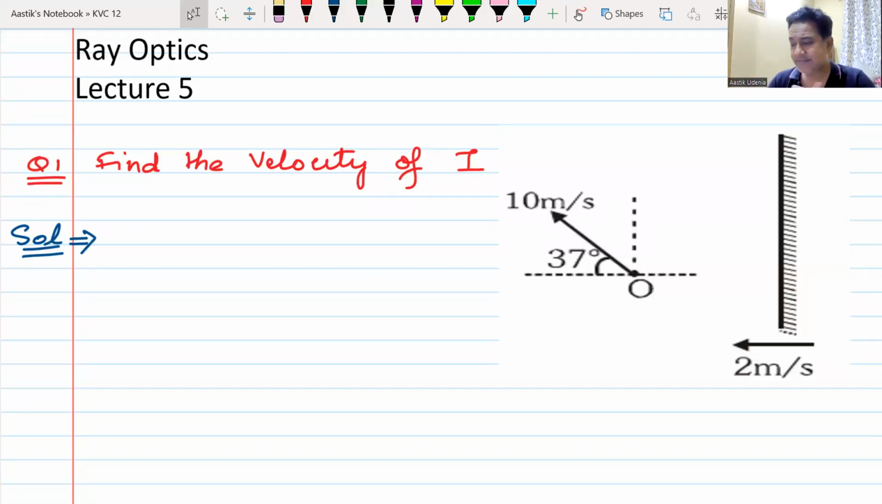Good morning, everyone. This is, as you can see, ray optics lecture number 5. The background has been changed to white. I don't know why I was using yellow one. The white one looks better.